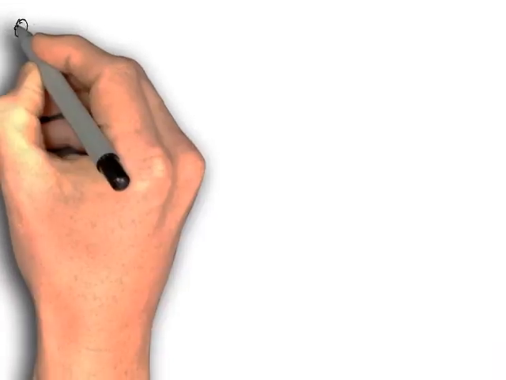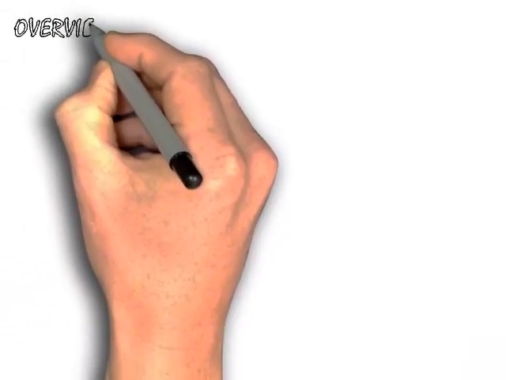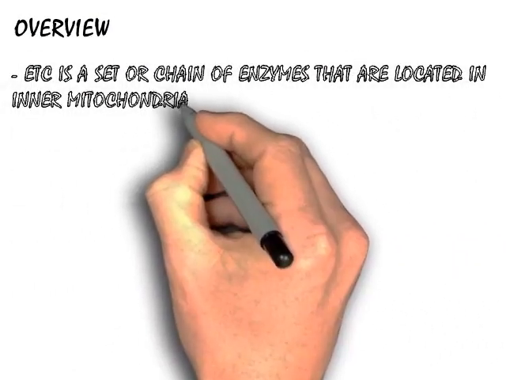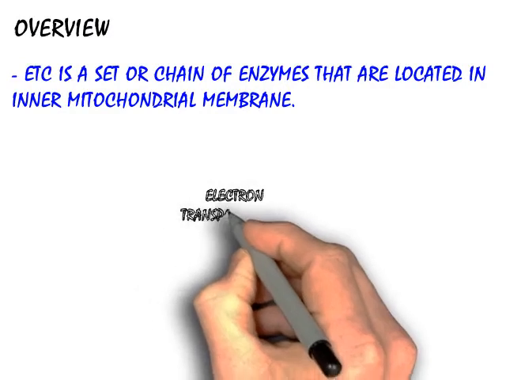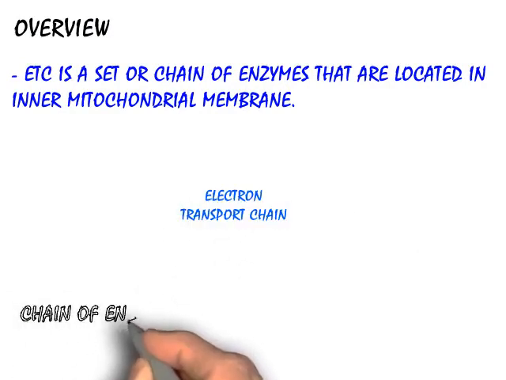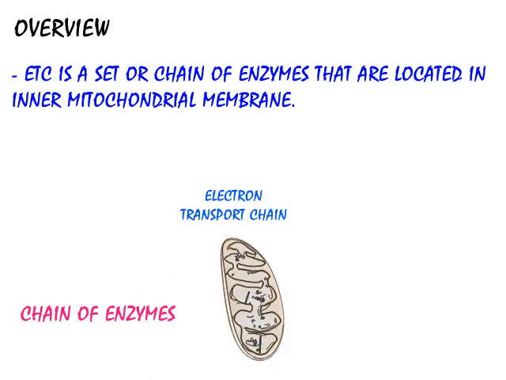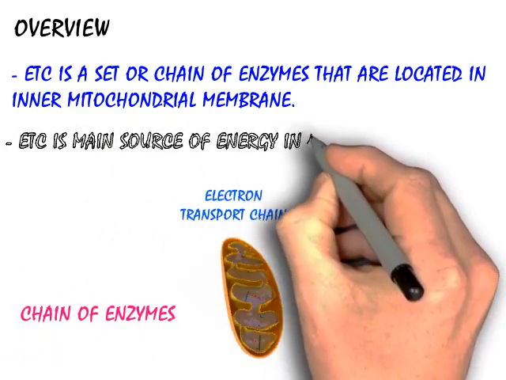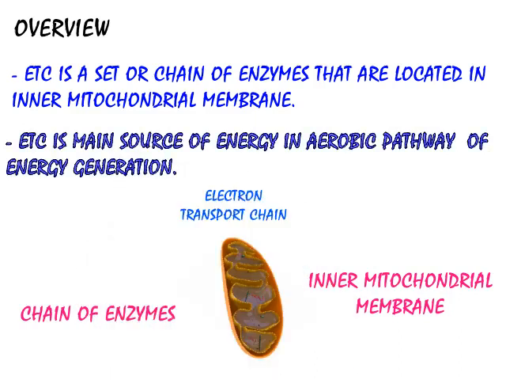Now let's talk about the overview of electron transport chain. Electron transport chain is a set or chain of enzymes that are located in the inner mitochondrial membrane, and we know that it contains 4 enzyme complexes located in the inner membrane. Electron transport chain is the main source of energy in the aerobic pathway of energy generation.